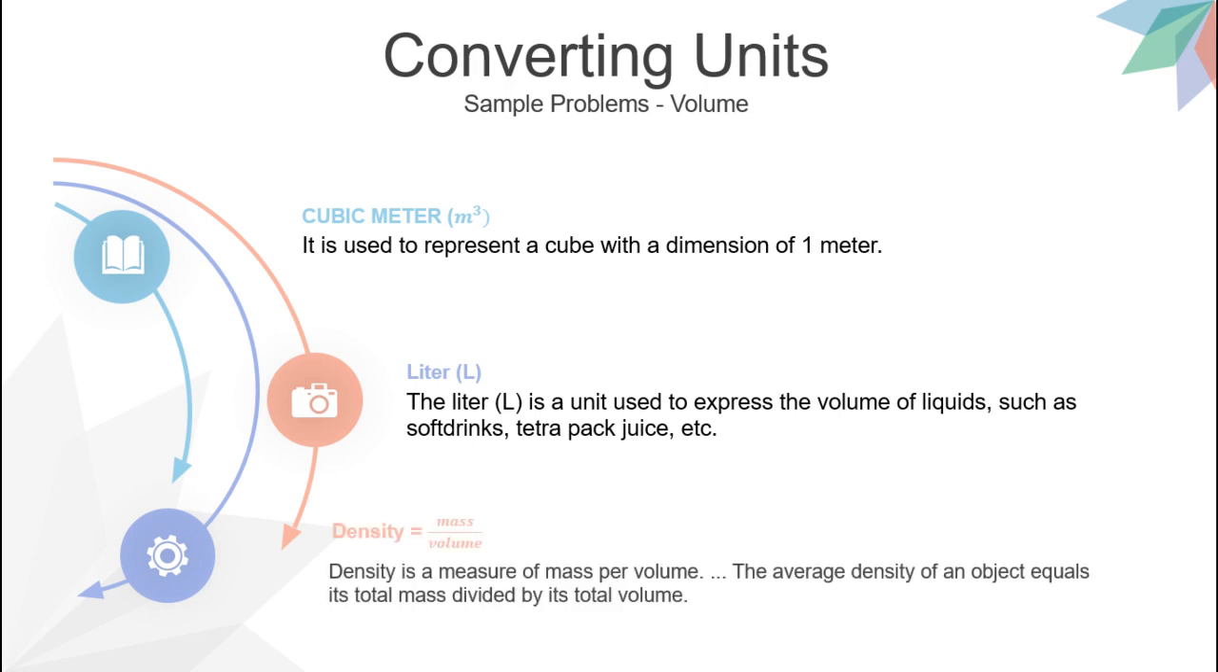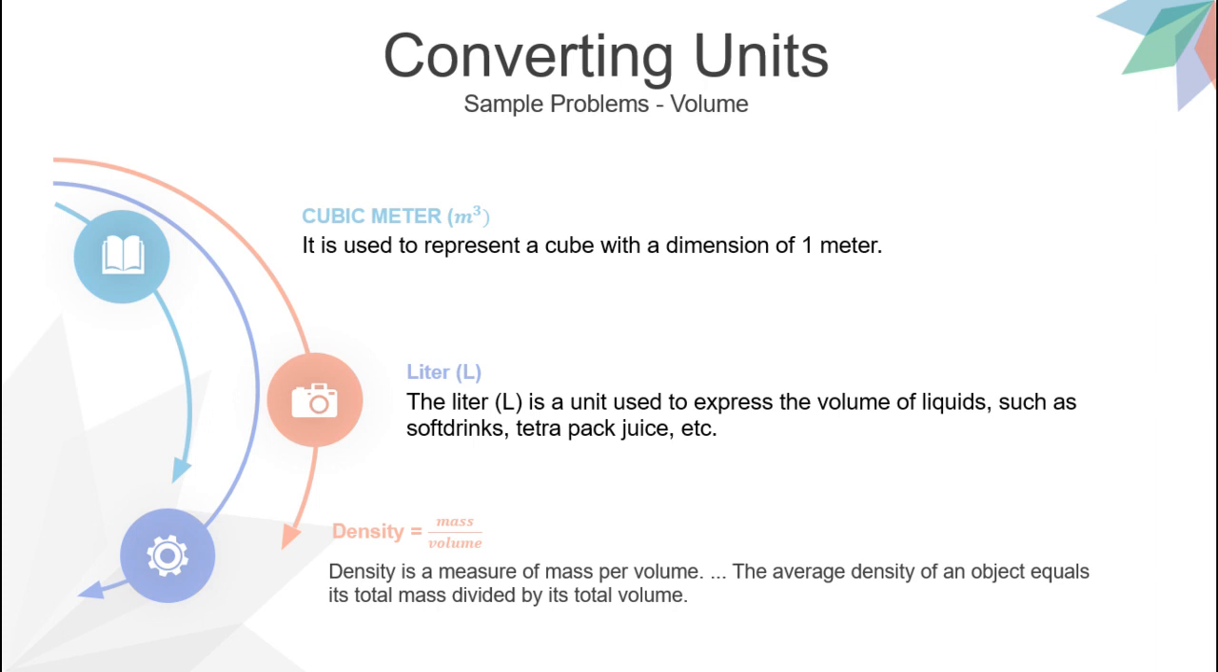Then, we also define density. Density is the measure of mass per volume. This is a relative property of matter. Density depends on the weight as well as the amount inside that container. The average density of an object equals its total mass divided by its total volume. So that is the given formula.